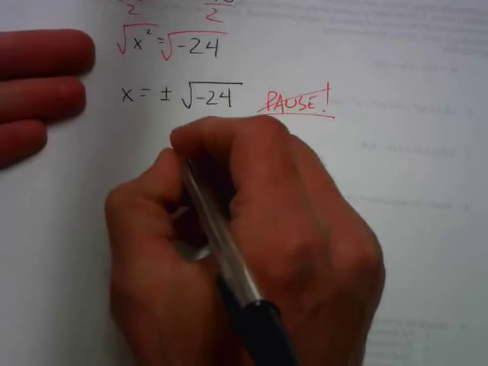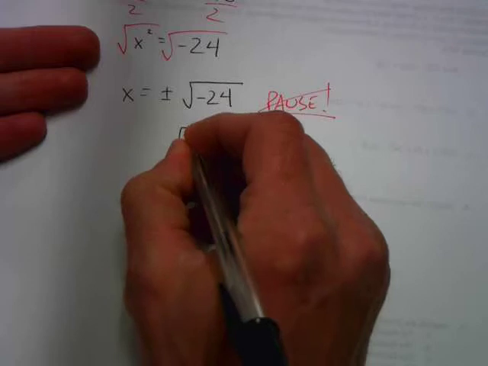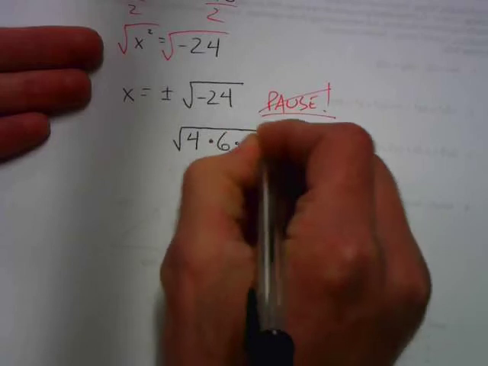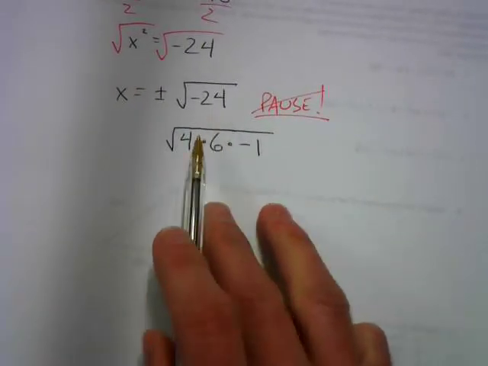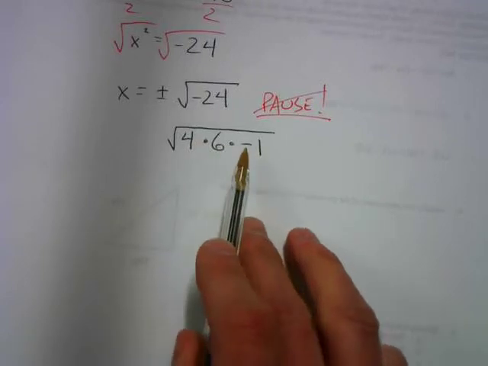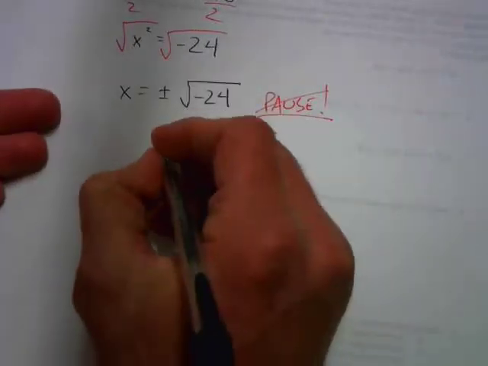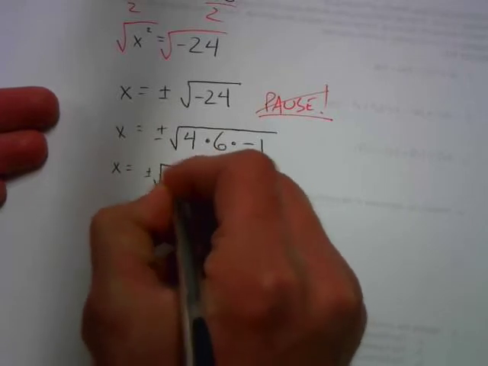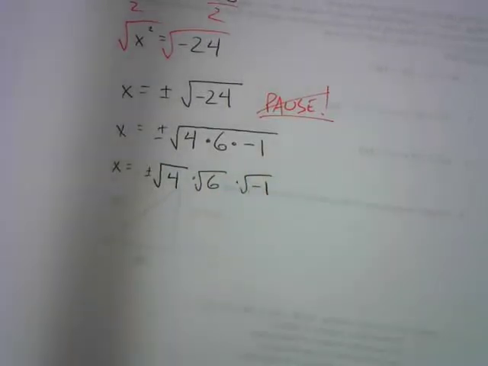Okay, so we know there is a perfect square factor of 24, and that's 4. Right? So we know we have 4 times 6 times negative 1. Notice what I'm doing here. I'm separating 24 into its perfect square factor, but I'm also taking account of that negative number because we're going to be meeting our friend again, right? So all of this stuff is equal to x. Now, just like what we've done in the past, we have the square root of 4, the square root of 6, and the square root of negative 1.